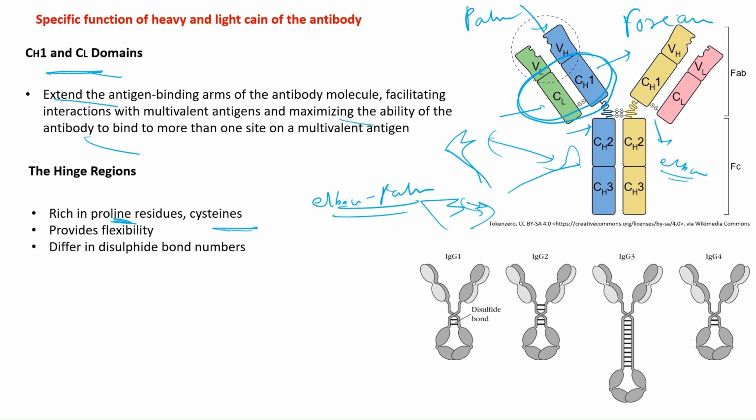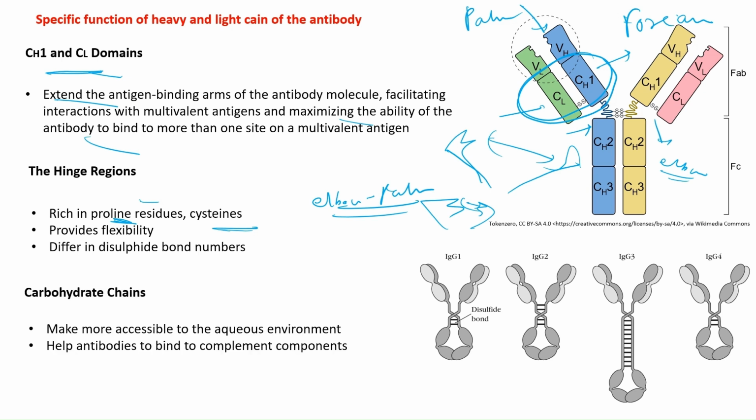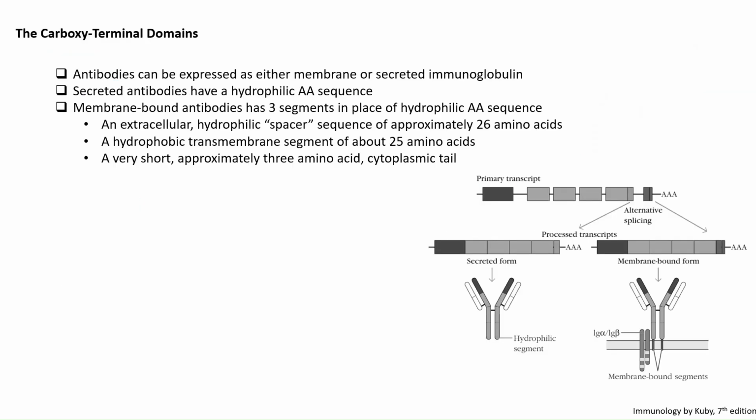It should not be so flexible that it breaks. So it should have some rigidity along with the flexibility, because of which it is also rich in proline residues. Coming to the carbohydrate chain, if you remember from the structure of the antibody video, carbohydrate is attached to the antibody. That helps make it accessible in the aqueous environment and also helps antibodies bind to complement components. Now coming to the carboxyl terminal end, that is the Fc region.